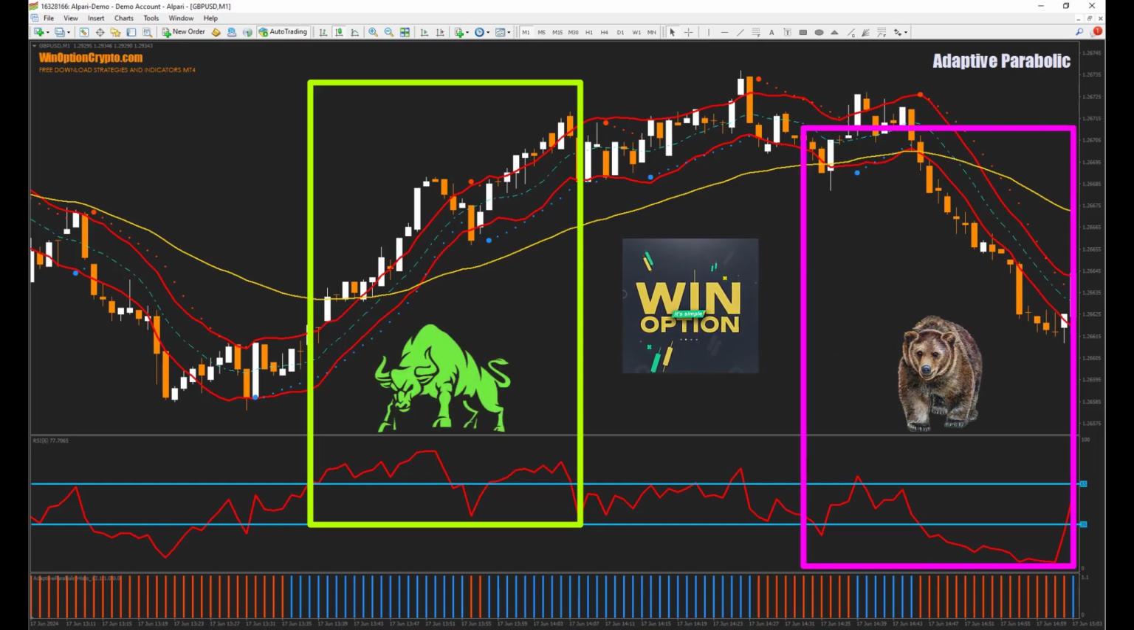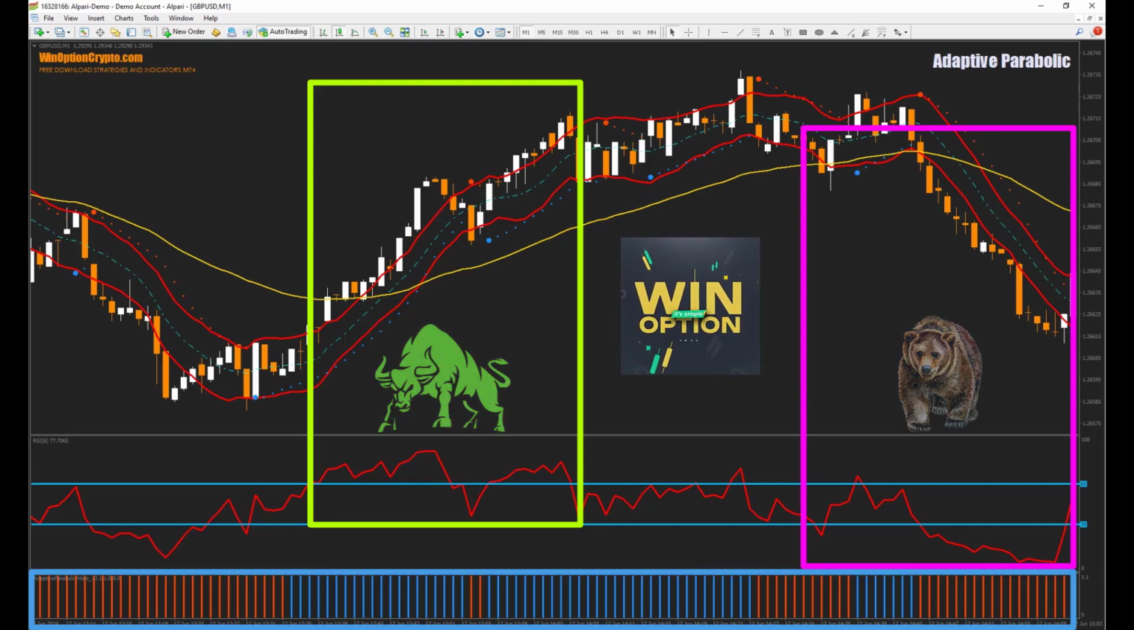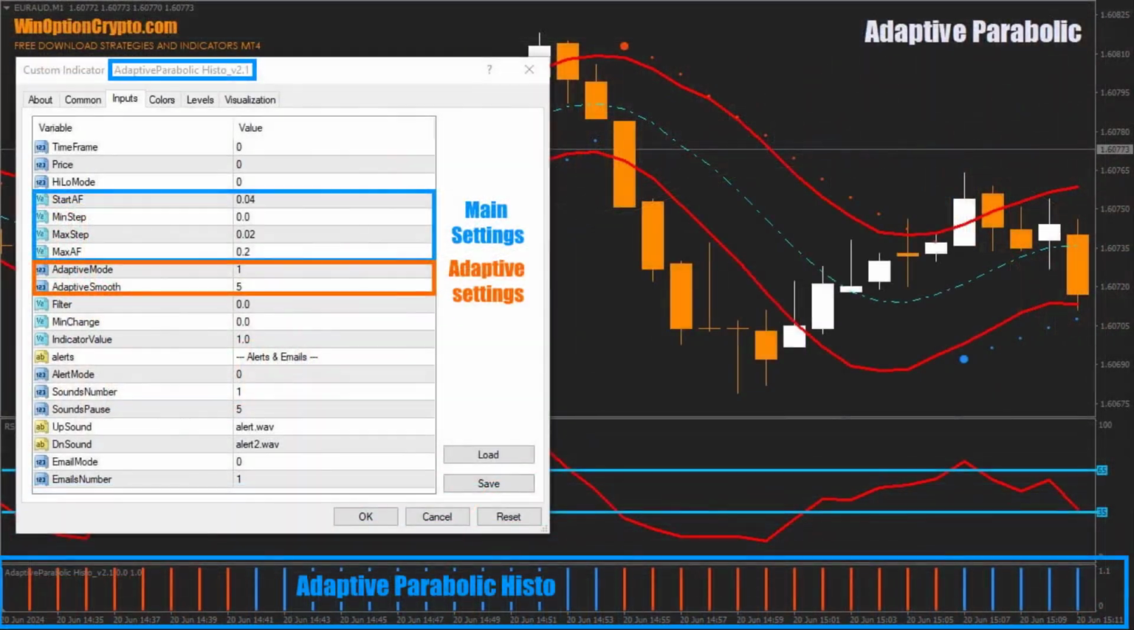The last indicator in this strategy is the Adaptive Histogram, Adaptive Parabolic Hist. It is located under the price chart and shows the direction of the trend. The red bars of the histogram indicate a bearish trend, and the blue ones indicate a bullish trend. This histogram has similar settings to the main Adaptive Parabolic indicator. The main one is the block of basic and adaptive parameters.